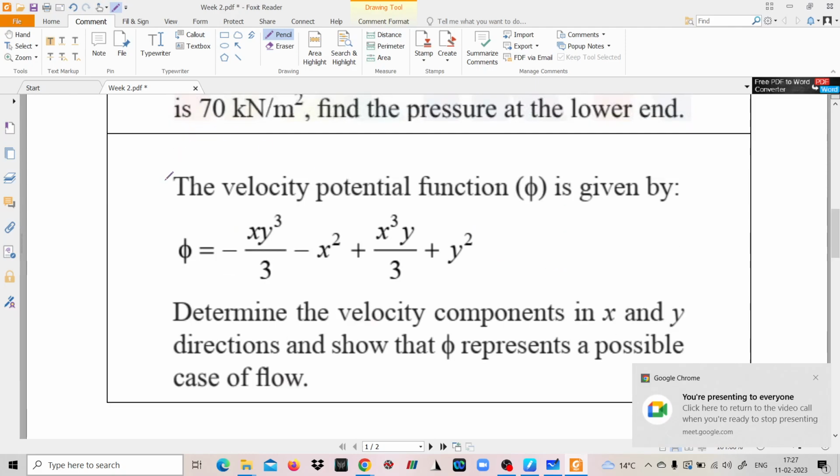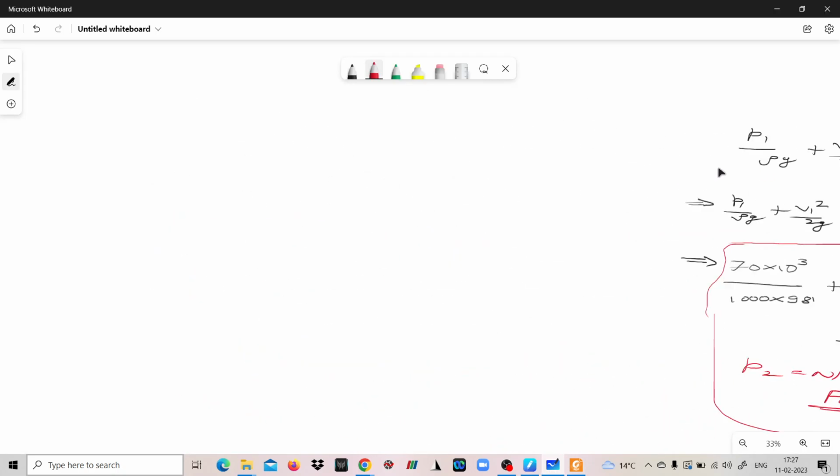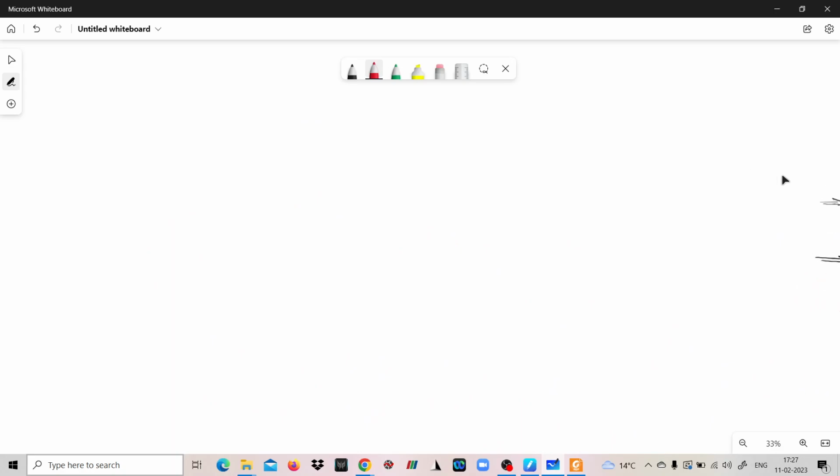The next problem: the velocity potential function phi is given, which is minus xy cube by 3 minus x square plus x cube y by 3 plus y square. Determine the velocity components in x and y directions and show that phi represents a possible case of flow. Now let us discuss what we have already discussed in today's session. Before doing this problem, what is phi? What are the theories that we have discussed with respect to this phi? Let us discuss that once again.